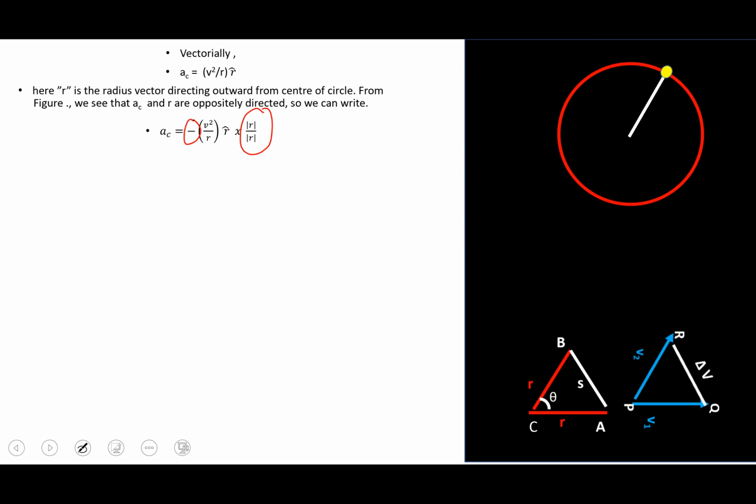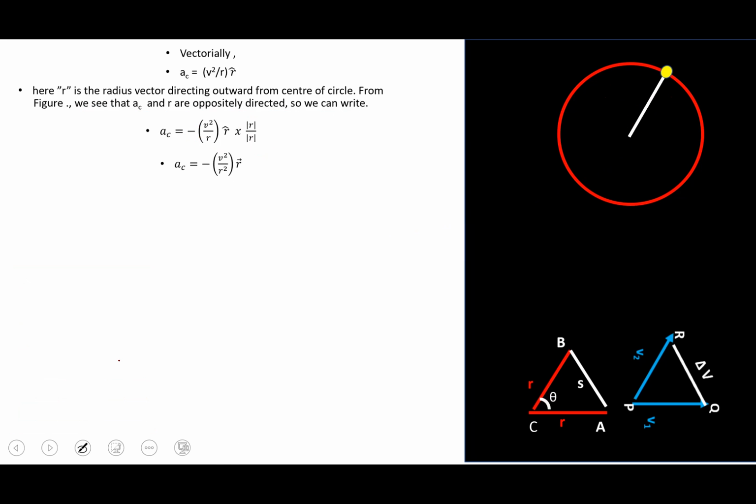And why is there a negative sign? Because the acceleration is always towards the center, whereas the distance or the radius is acting in the outward direction. So as you can see, the acceleration and the radius are both in opposite directions, and in physics we know that the direction is represented by a negative sign. That is why they are saying, we see that AC and R are oppositely directed, so we write it as AC is equal to minus V square over R into unit vector r into magnitude of r divided by magnitude of r.